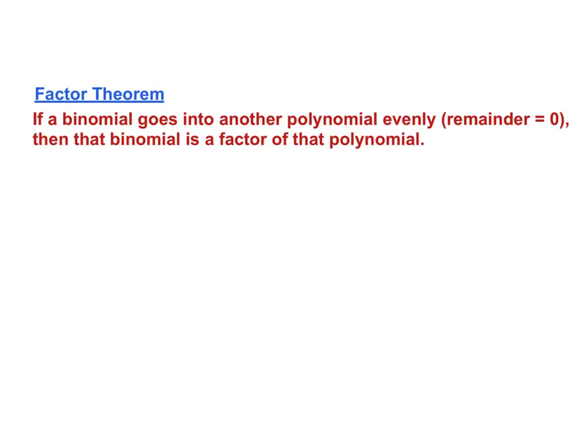If a binomial goes into another polynomial evenly, meaning that polynomial divided by that binomial has a remainder equal to 0, then that binomial is a factor of the polynomial. And if it's a factor, then I can find all the factors of the polynomial. Things that we were doing in 5.5, breaking polynomials down and factoring them, we're going to be doing also in this section. But usually they're not going to be as complicated as what you did in 5.5.